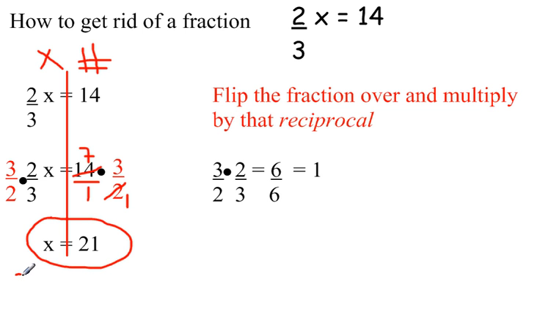And you can go back to the original equation and do 2/3 times 21, and then you will get that that answer is 14. So it does check. I hope that answers some of your questions about how to get rid of fractions with the variable.